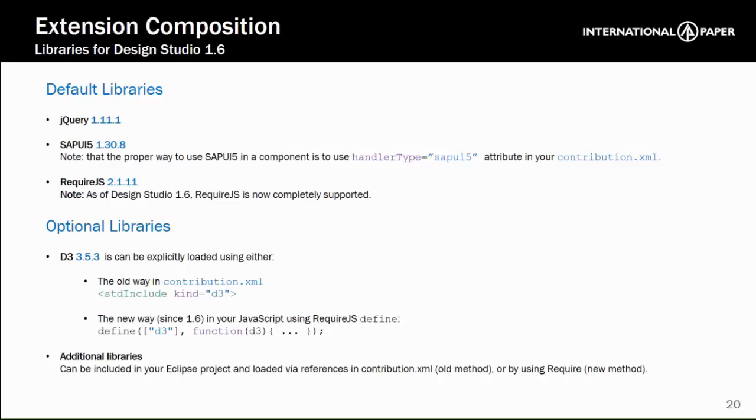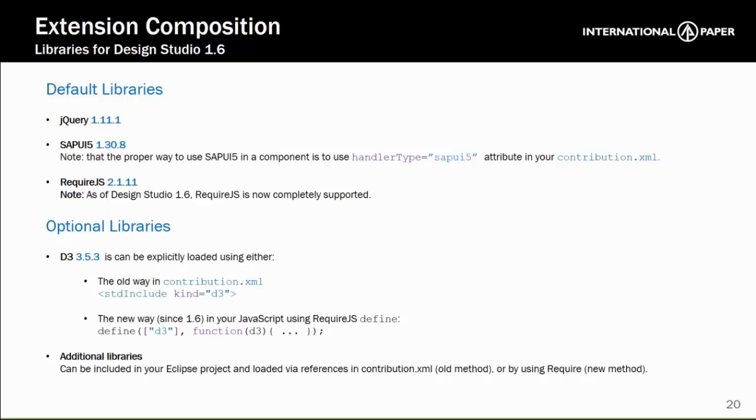So I won't spend a lot of time here, but these are the library versions as of today in Design Studio 1.6. If you are thinking about leveraging any of these libraries, and it's a bleeding edge UI5 component, just double check and make sure that version of UI5 has what you're going to use. Also D3 has been updated to 3.5.3. If you are looking at using D3, at least the version included in Design Studio, just make sure your version supports what you're trying to do, based on maybe any examples that you're using.